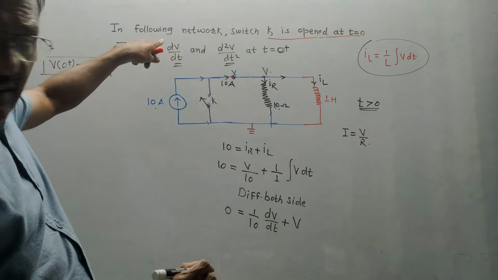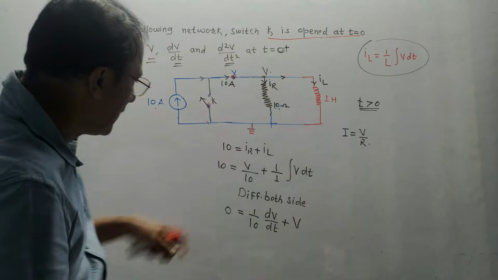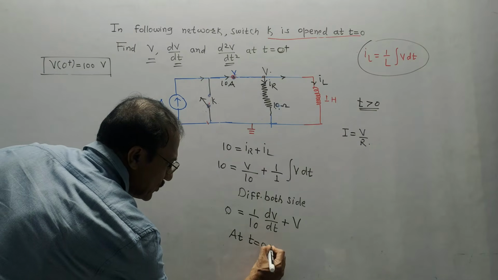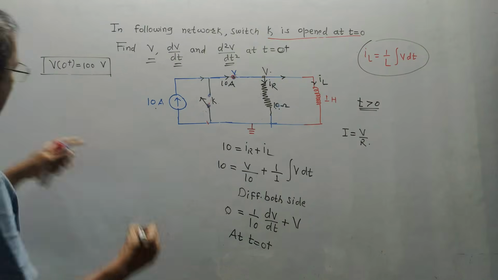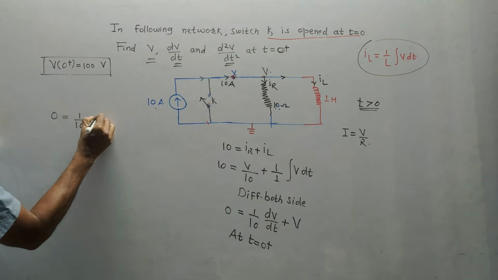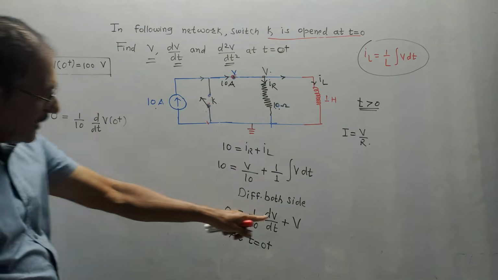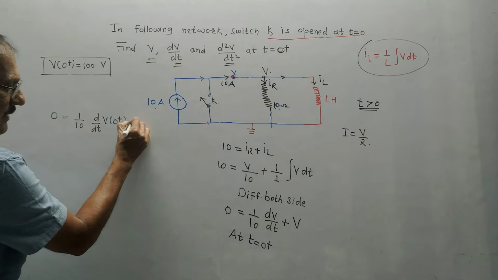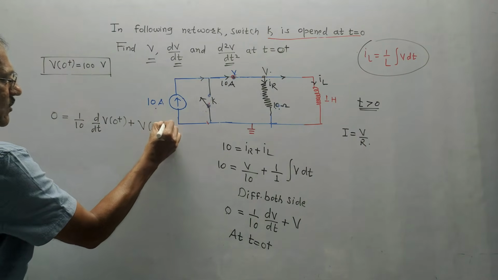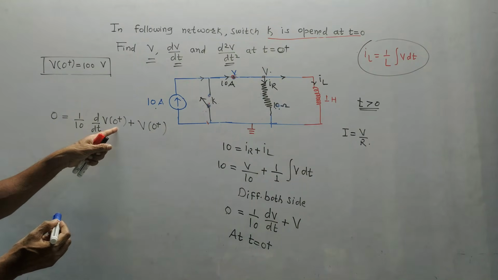Now look at the given question. It asks to calculate dV by dt at t equals 0 plus. So the next step I will write it like this, at t equals 0 plus. How to denote this equation? The 0 at the LHS remains as it is, 1 by 10 as it is, d by dt of V(0 plus). In place of V I am putting V(0 plus), plus the second term. In place of V, I need to denote it by V of 0 plus.